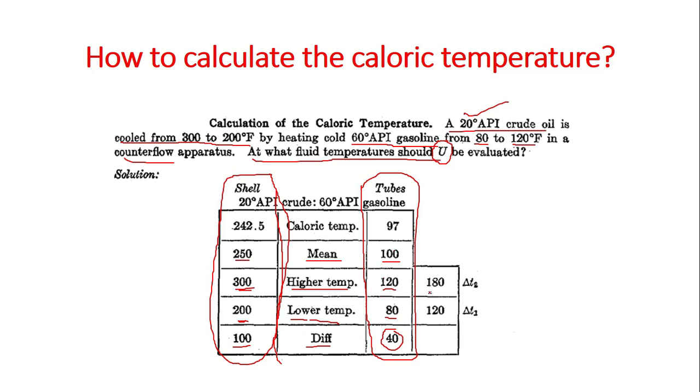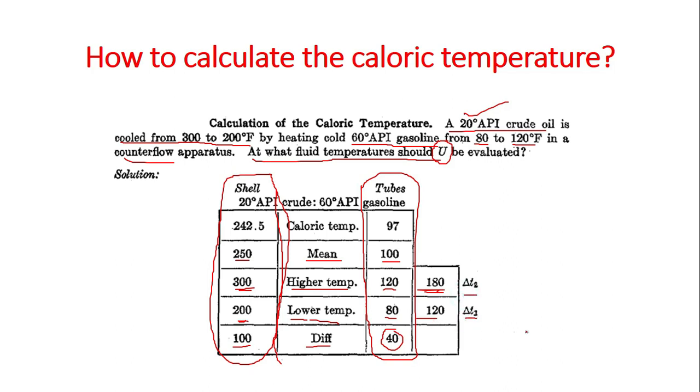So what are this 180 and 120? This is the temperature difference between these two, right? The highest temperature of the hot fluid and the highest temperature of the cold fluid, the difference between these two is 300 minus 120, which is equal to 180, right? And the difference between the lowest temperature of the hot fluid and the cold fluid, 200 minus 80, becomes equal to 120. So these are delta T1 and delta T2.